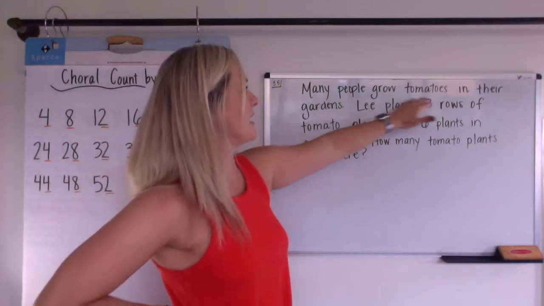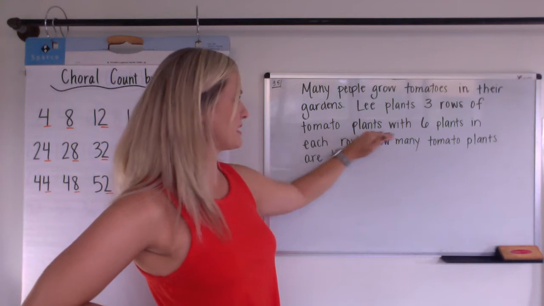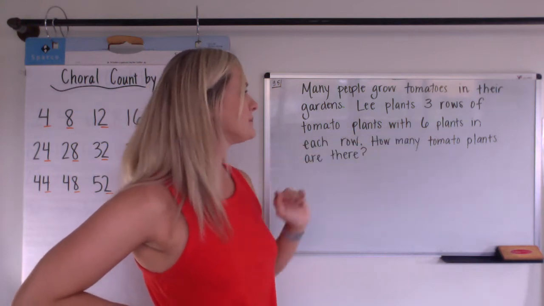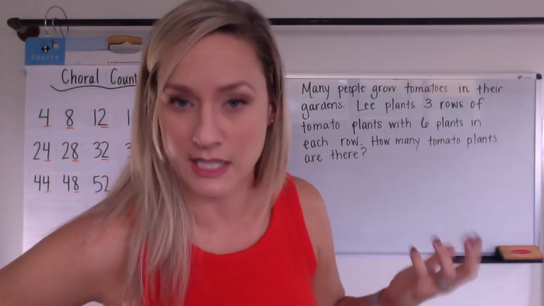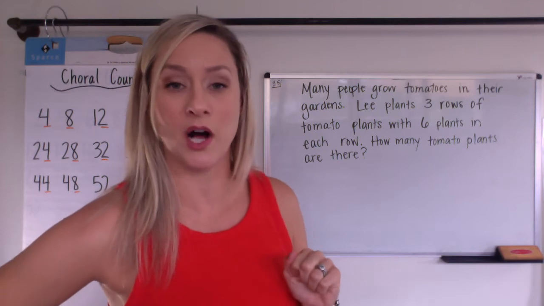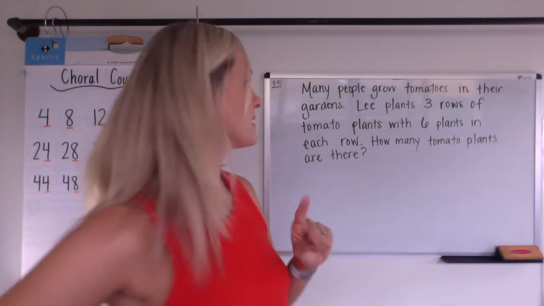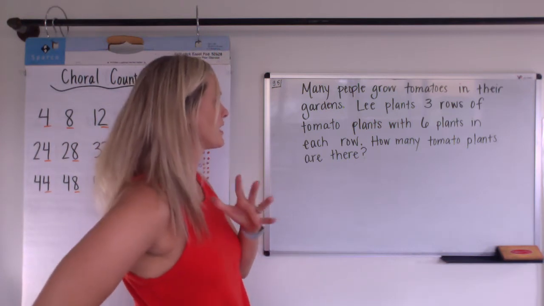Many people grow tomatoes in their gardens. Lee plants 3 rows of tomato plants with 6 plants in each row. How many tomato plants are there? Okay, so we've got to figure this out. So make sure you read this a second time. You can even hit pause so that you have the picture in your mind. I think I'm going to take a moment to read it once more to myself so I can make sure I have the picture.